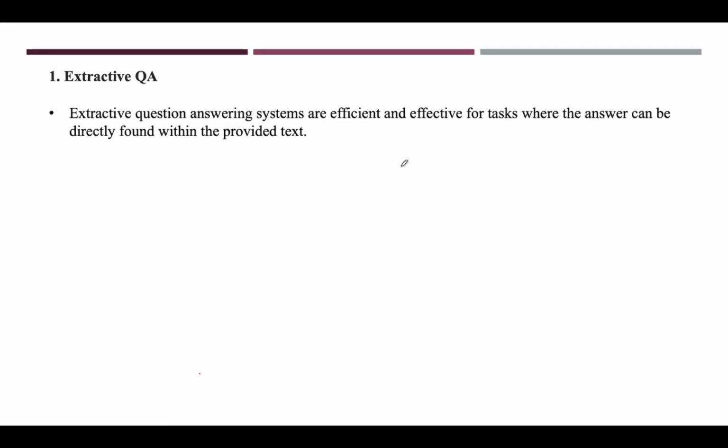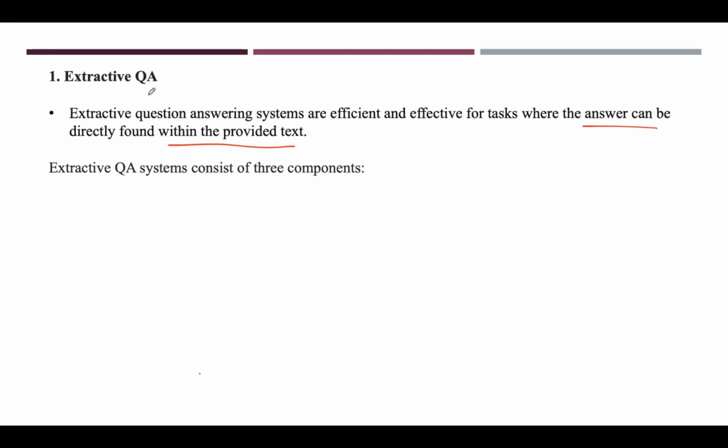Let us see types of question answering system. First one is extractive QA. So this is mainly efficient for tasks where the answer can be directly found within the context or within the provided text. We already know how to solve comprehension kind of questions. Whenever a passage and questions are given, we usually try to find the answer for the question from the paragraph. So for such types of questions, we'll be using this extractive question answering system.